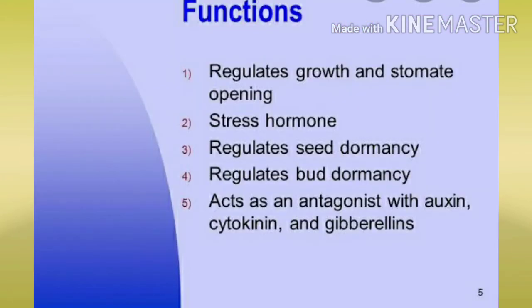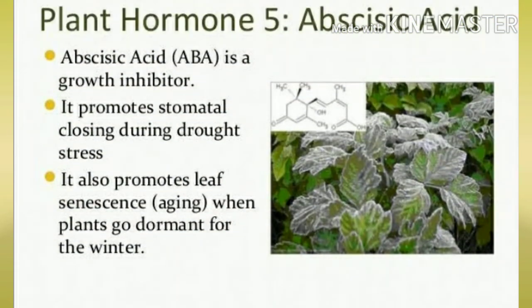When we see the functions of abscisic acid, it regulates growth and stomata opening. It is also called the stress hormone. It also regulates seed dormancy and bud dormancy. It acts as an antagonist with auxin, cytokinin, and gibberellins. Abscisic acid is a growth inhibitor. It promotes stomatal closing during the dark state and other adverse conditions.